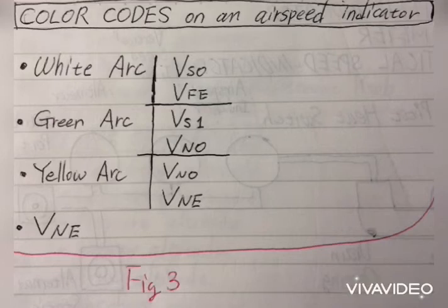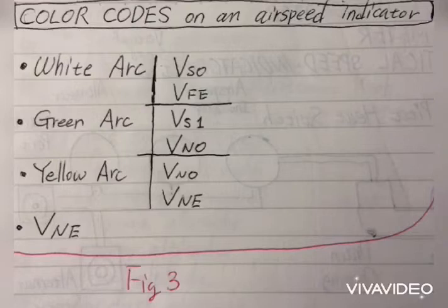White arc is full flap operating range. White arc starts from VSO, ends at VFE. VSO is stalling speed in the landing configuration at the maximum landing weight. VFE is the maximum speed with full flaps.